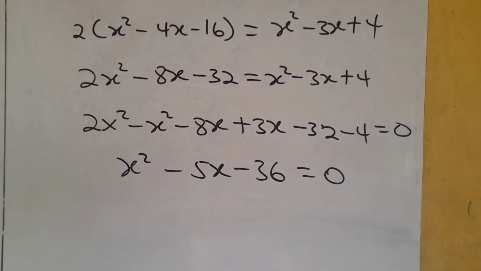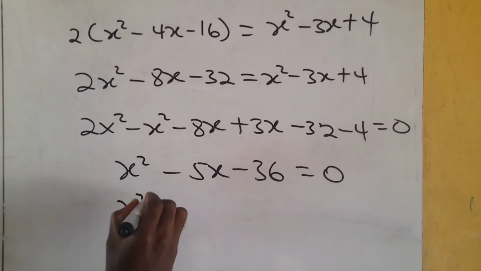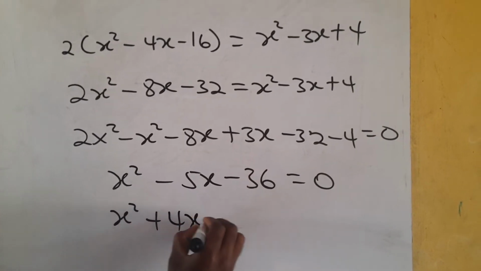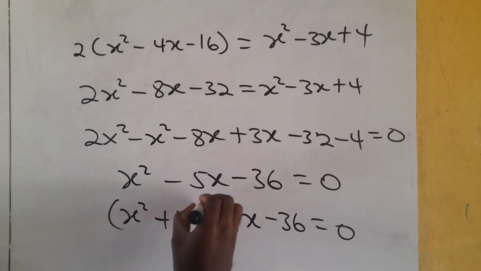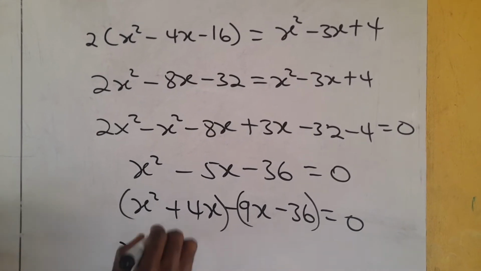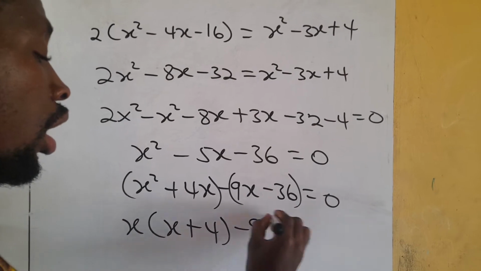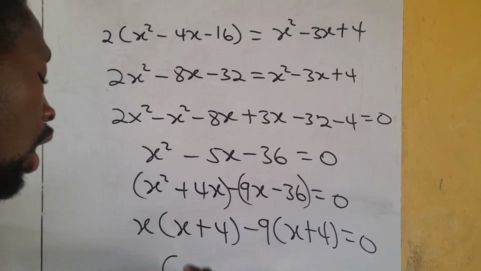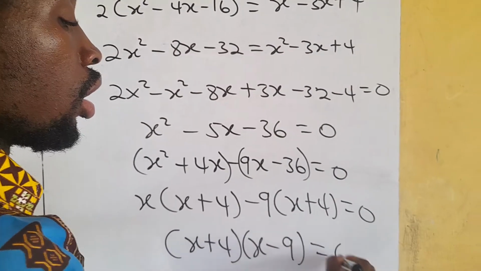So since we know that the factors are 4 and negative 9, we change the linear term to that. So we can get x squared plus 4x minus 9x minus 36 will equal to 0. Then we bracket the first two and the last two. What's common here? X. We factor it out. We have x plus 4. What's common here? 9. x plus 4 equal to 0. So we factor out x plus 4. Have x minus 9 equal to 0.